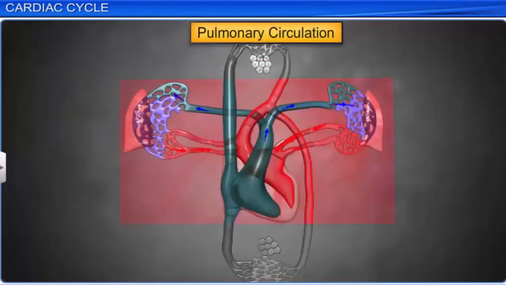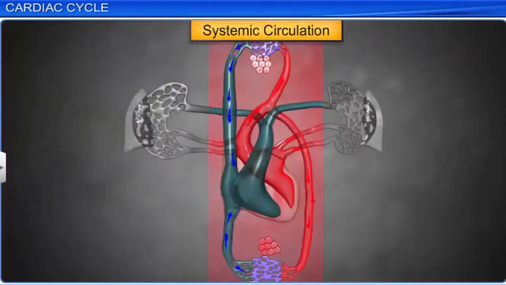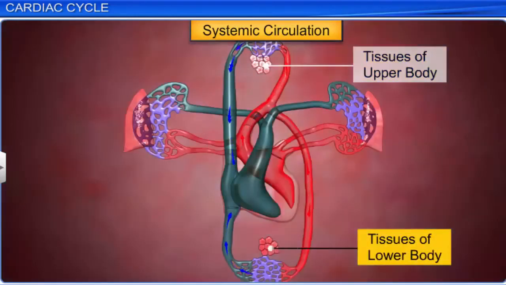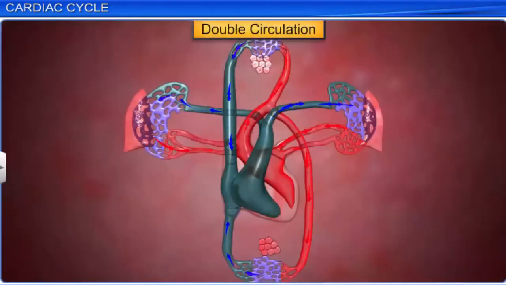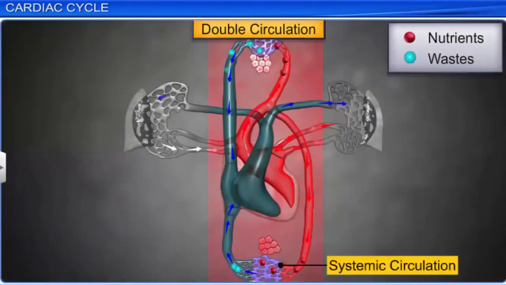Pulmonary circulation refers to the circulation of blood between the heart and the lungs, whereas systemic circulation refers to the circulation of blood between the heart and the tissues of the body from head to toe. Thus, pulmonary circulation oxygenates blood in the lungs and returns it to the heart, while systemic circulation supplies oxygenated blood along with nutrients from the heart to all the tissues and returns wastes along with deoxygenated blood from the tissues to the heart.